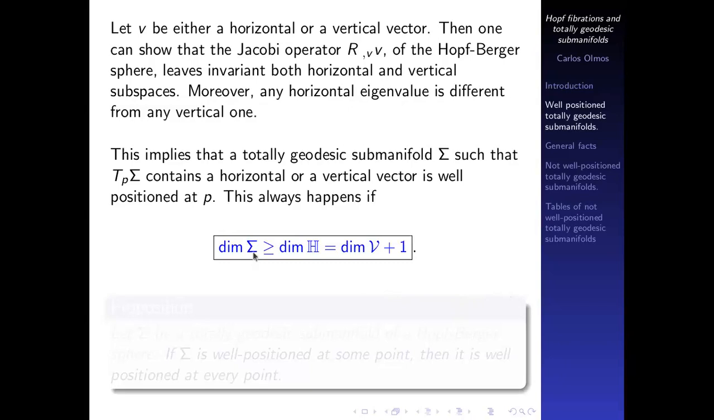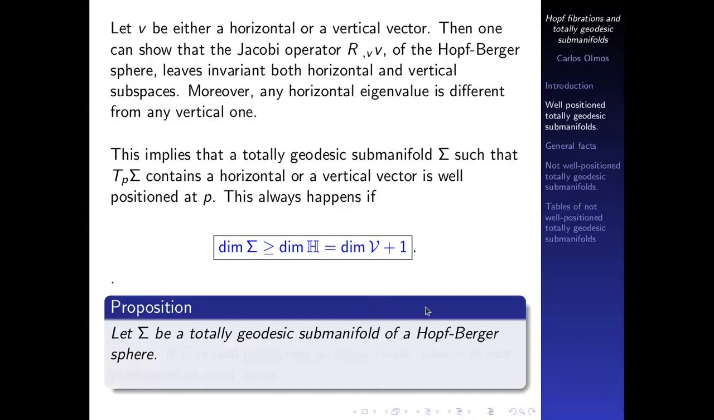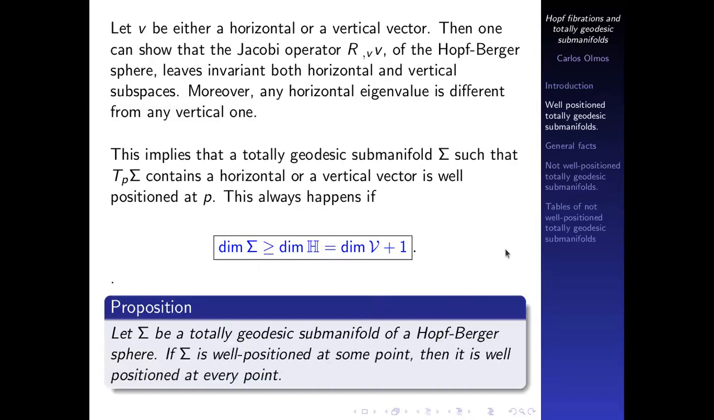And this always happens when the dimension of sigma is greater or equal than the dimension of the fiber plus 1. So let sigma be a totally geodesic submanifold of a Hopf-Berger sphere. If sigma is well positioned at some point, this is always another proposition. If a totally geodesic submanifold is well positioned at some point, then it is well positioned at every point. It's rather standard to prove this.